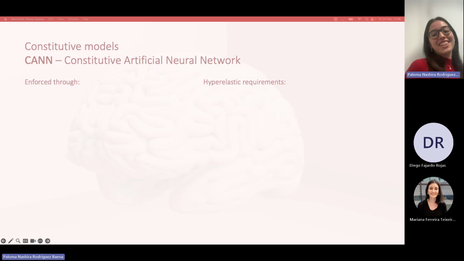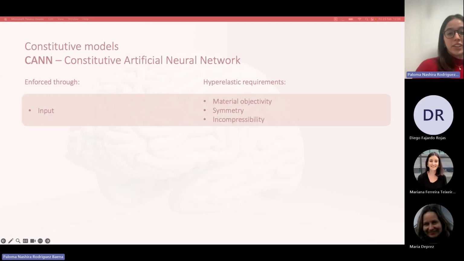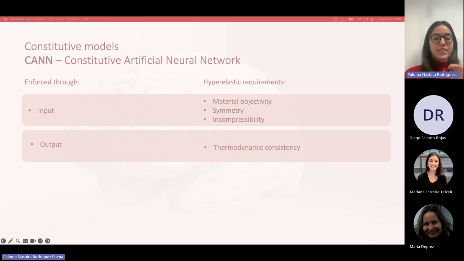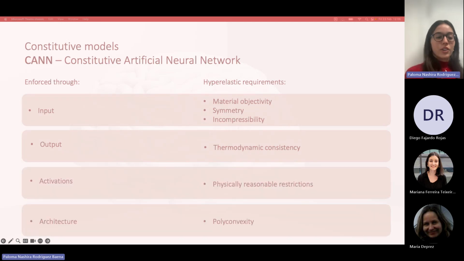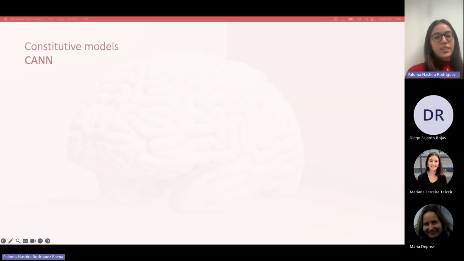it would reverse engineer the input of the network to account for material objectivity, symmetry, and incompressibility, the network output to enforce thermodynamic consistency, the activation functions to implement other physical constraints, and the network architecture to ensure polyconvexity. We can see what this means by looking at the construction of the CANN architecture.